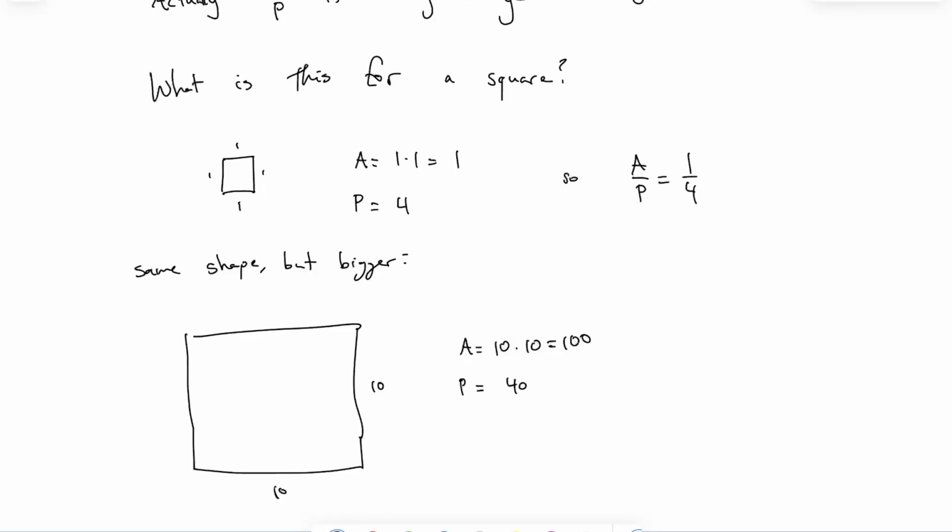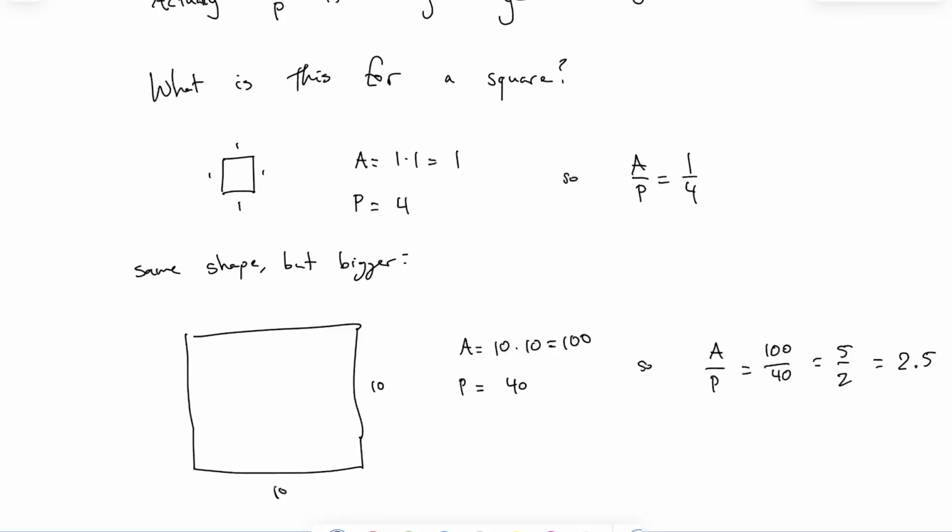So this time, area divided by perimeter would be 100 divided by 40, which, if you simplify the fraction, is the same as 10 over 4, and you could divide out a 2, that would be 5 over 2 if you fully reduce the fraction. And 5 divided by 2 is 2.5.